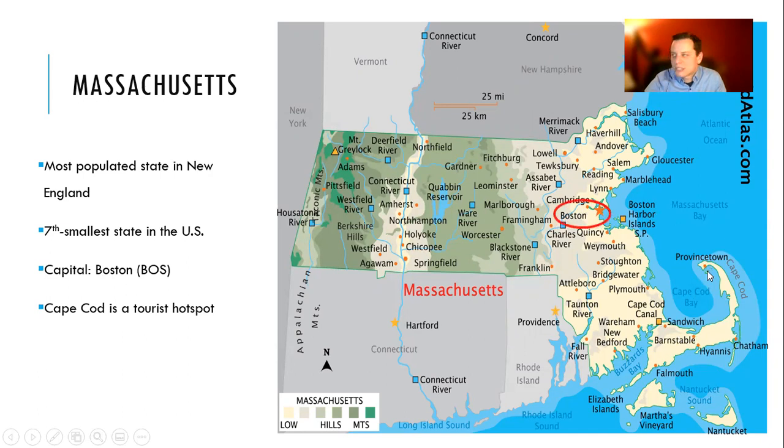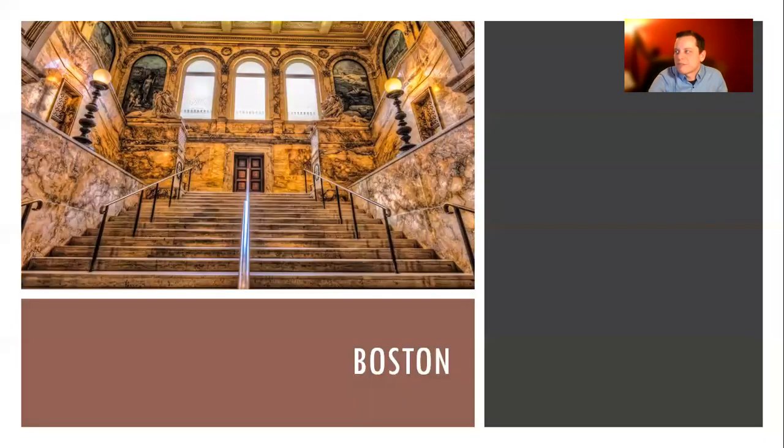So we'll see Boston today. We're going to go up to Salem. We'll take a look at Cape Cod, and just across the river from Boston, we'll look at Cambridge as well. And specifically in Cape Cod, you have Provincetown. Provincetown is one of the more popular places to visit when you go on to Cape Cod. So let's go over to Boston first.